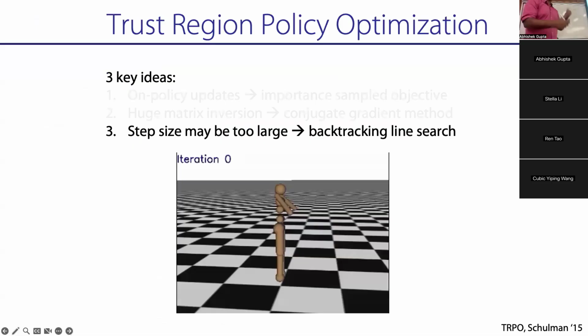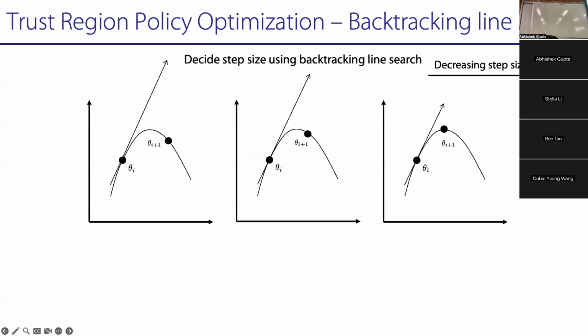Okay. Everyone followed me? So the first thing we did is we went from on-policy updates where you collect data every time to off-policy updates with importance sampling. The second thing we did is we said we want to avoid huge matrix inversion. So we're going to convert it to this iterative minimization problem. We're going to solve it with conjugate gradient. You could also solve it with gradient descent, it's just more inefficient. And then the last thing we're going to deal with is the step size problem, right?